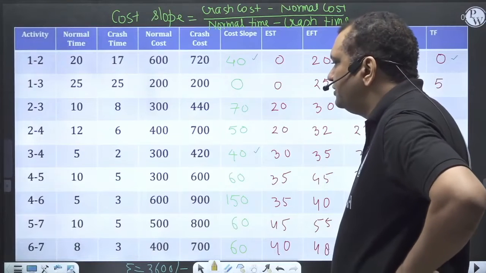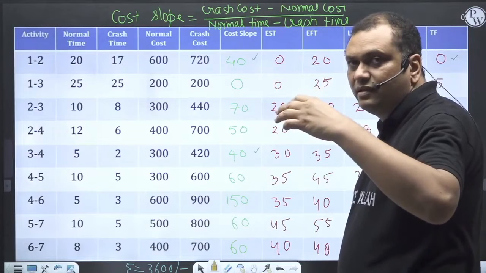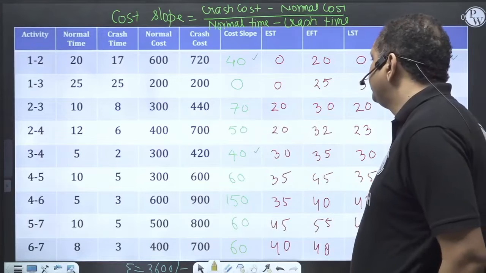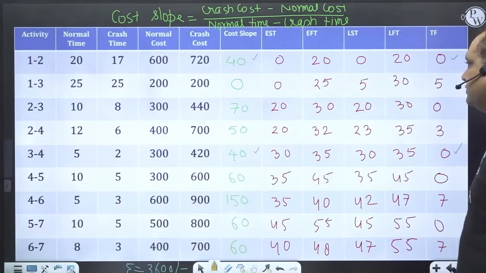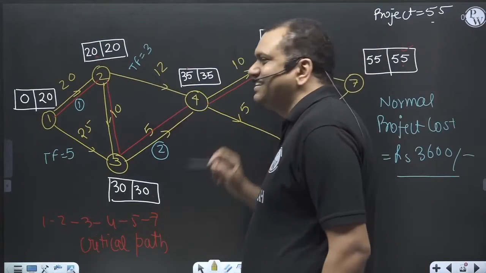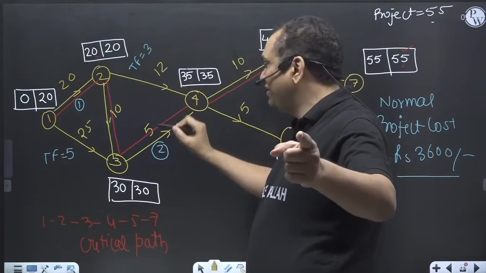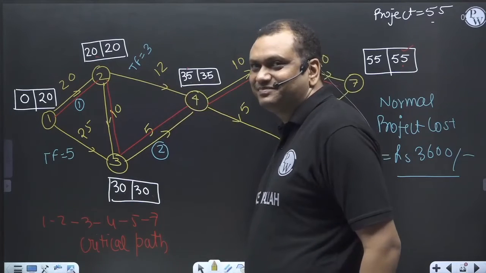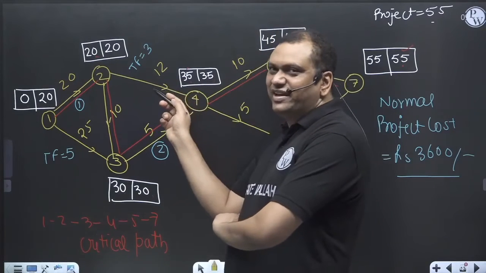So I will go for the next higher cost slope, 50. 50 is for 2 to 4. Now this activity is also critical. If I crash by 3 days, this activity is now critical. Correct? So I will not crash this activity.